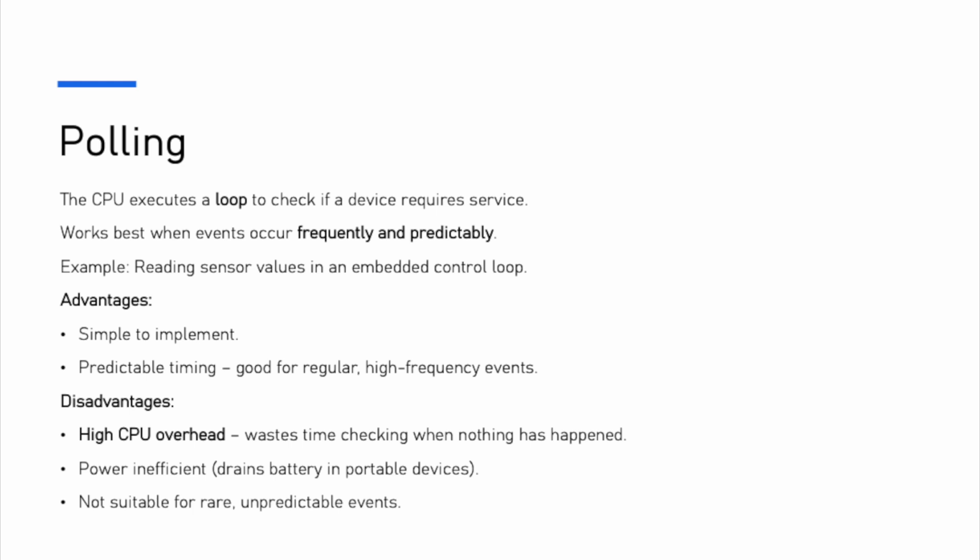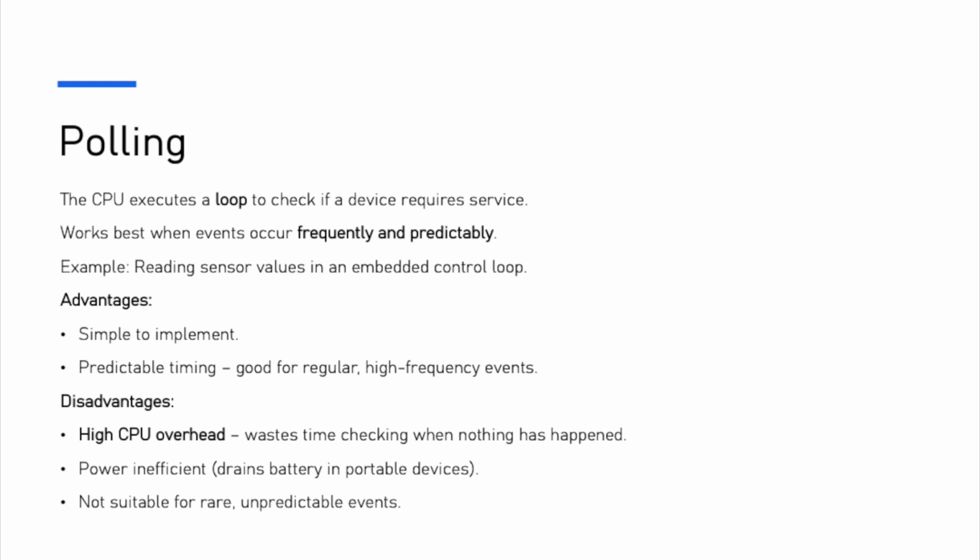First up is polling. The CPU executes a loop to check if a device requires service, and it works best when the events occur frequently and predictably. So reading sensor values in an embedded control loop, fantastic. That's where polling comes into play. It's very simple to implement, there's predictable timing, and it's good for regular high frequency events.